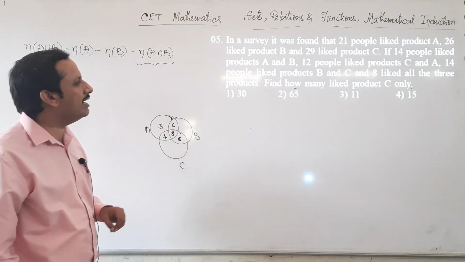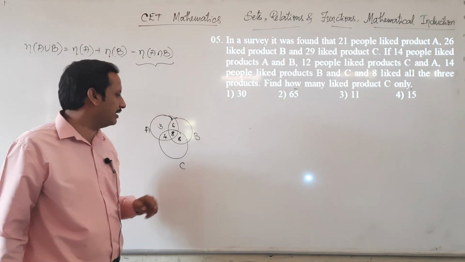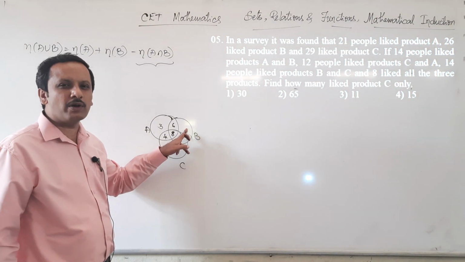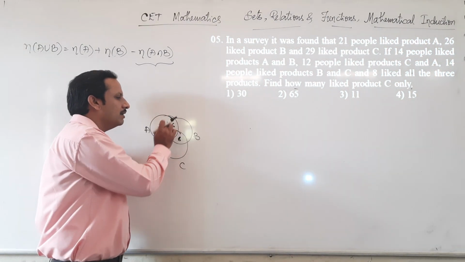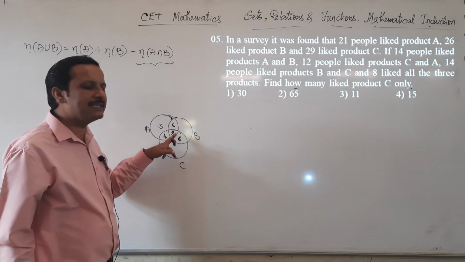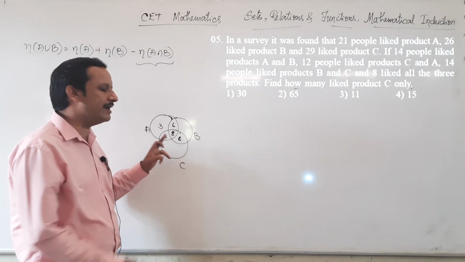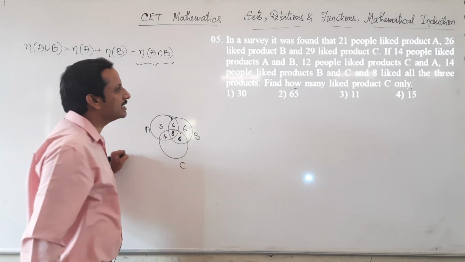Then B, 26 liked product B. So the total of this sum should be equal to 26. Now 6 plus 8, 14. 14 plus 6, 20. So it should be 6 here.